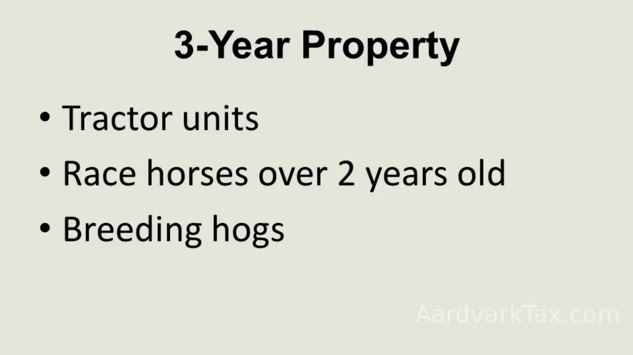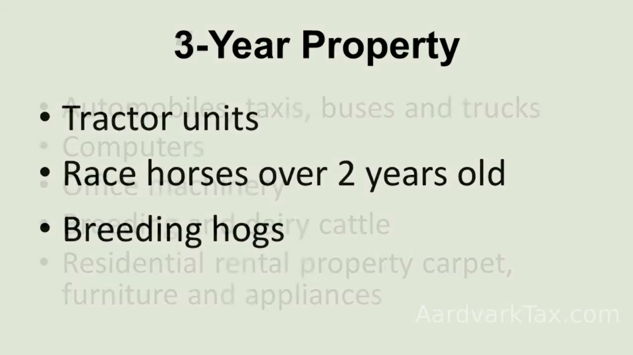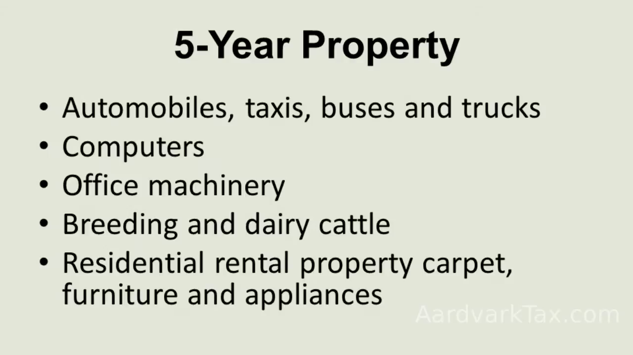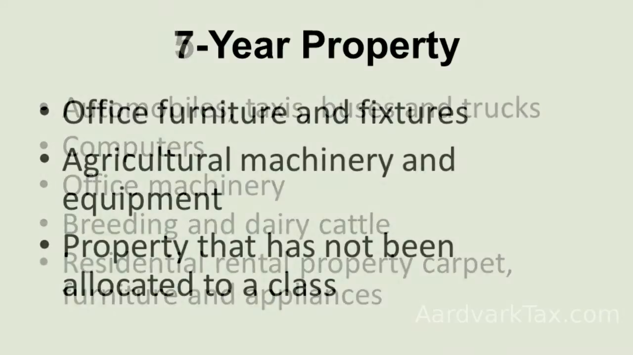3-year property has a recovery time of 3 years. Some examples include tractor units for over-the-road use, racehorses that are over 2 years old, and breeding hogs. 5-year property has a recovery life of 5 years. It includes automobiles, taxis, buses and trucks, computers and peripheral equipment, office machinery, breeding cattle and dairy cattle, carpet, appliances, furniture, and other things used in residential rental property.